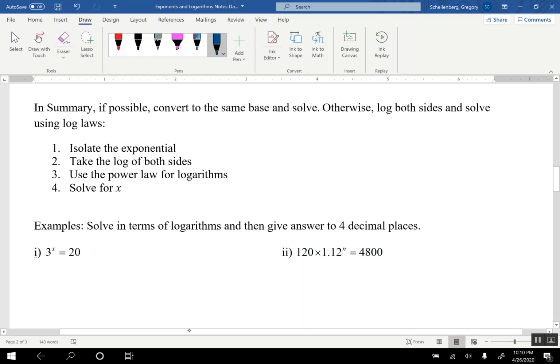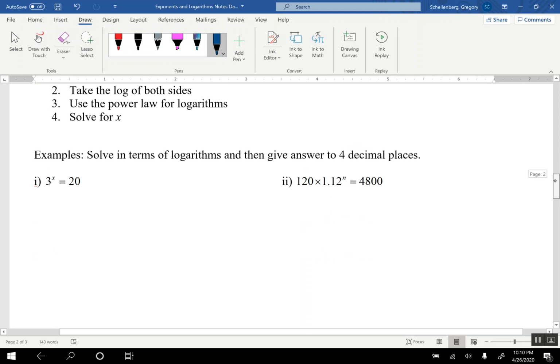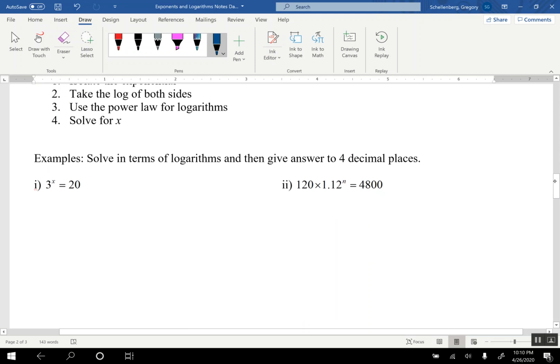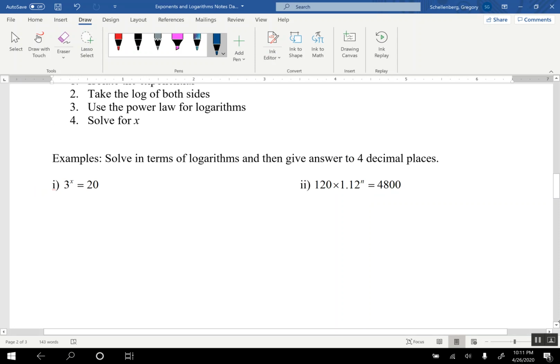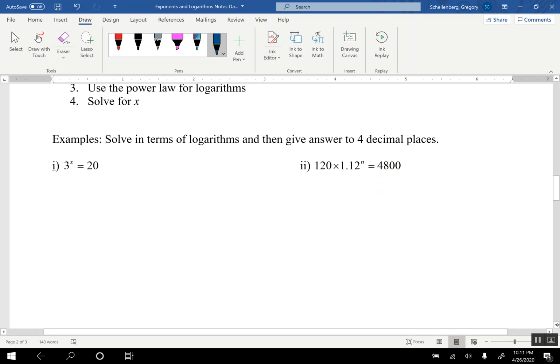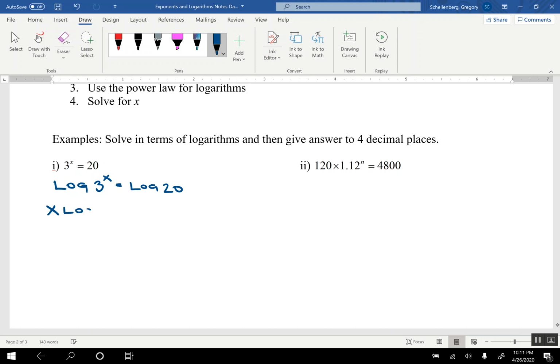Okay, so let's take a look at our first example here. 3 to the power of x is equal to 20. First thing I'm thinking about is, can I rewrite 3 and 20 as powers with the same base? No, I cannot. So let's move on to the next strategy, which is to just log both sides. So I'm going to rewrite this as the log of 3 to the x is equal to the log of 20. I'm going to use power law. We'll move that x out in front. We get x times the log of 3 is equal to the log of 20.